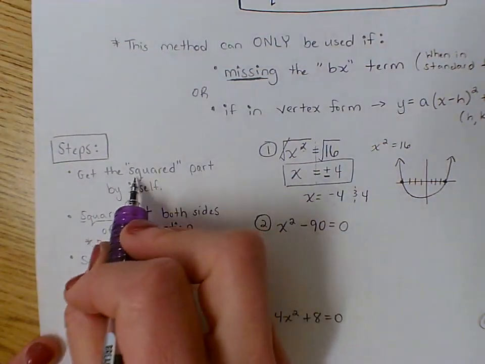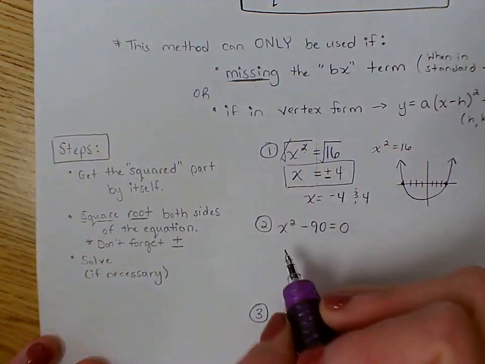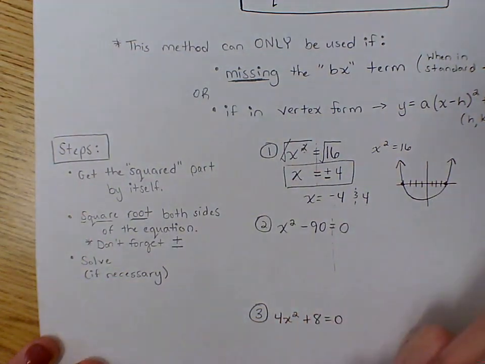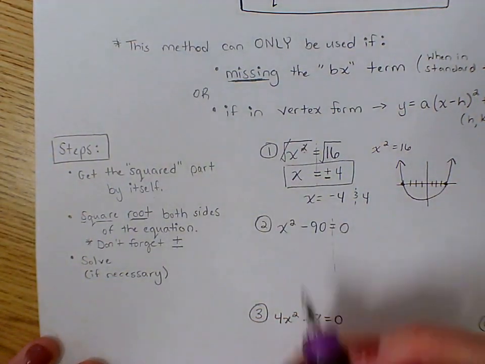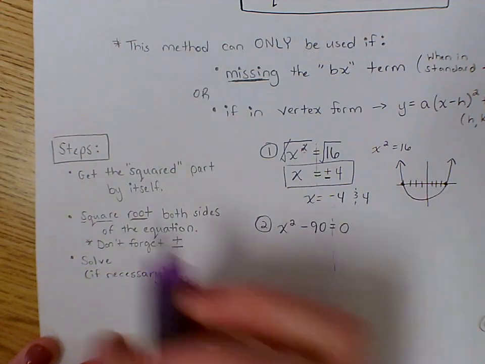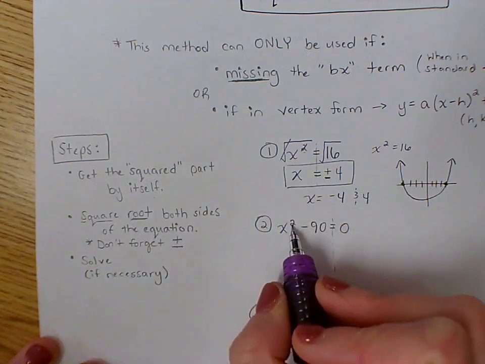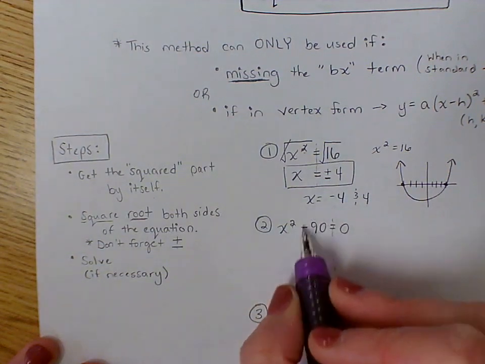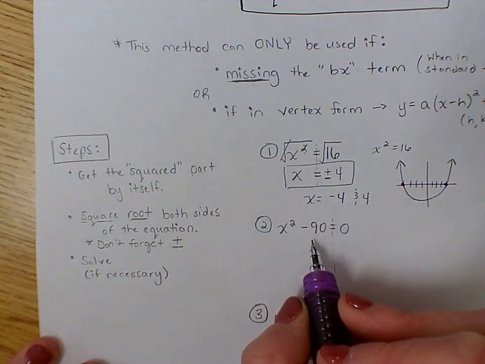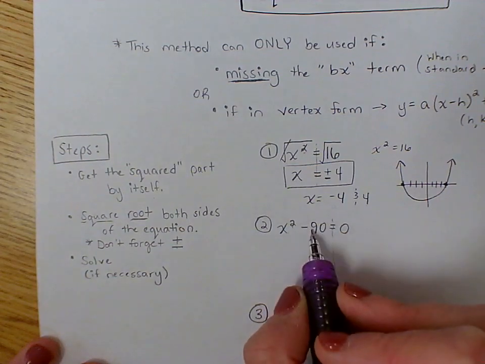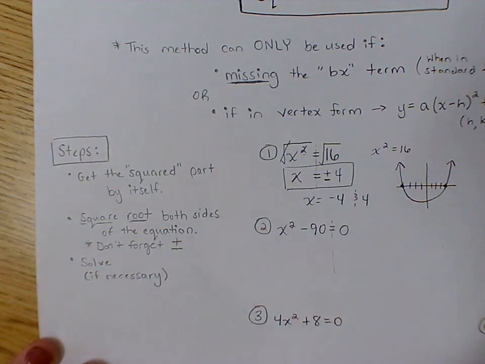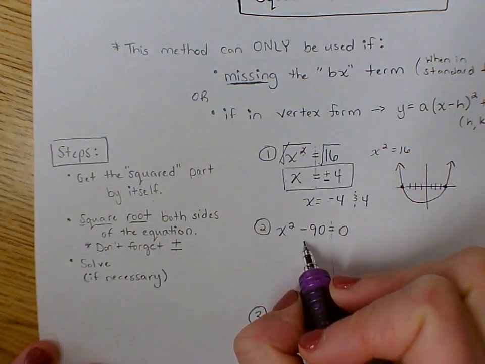You got to get the squared part by itself first. So when I look at my equation, there's my equal. So if you wanted to draw a little wall to separate your sides, you can. I'm going to look at the part that's being squared. So my x is the thing that's being squared. I actually notice that I have something on the same side as the thing that's being squared. So I have to move this to the other side so that it's no longer with the part that's being squared. So to move that, remember you do the opposite.